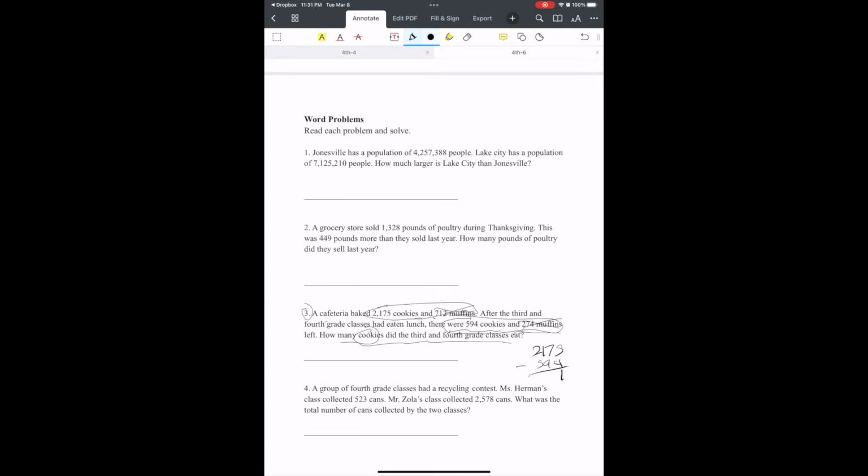594. 5 minus 4 is 1. And then since 7 can't subtract 9, you take the 1 from this side. And so 17 minus 9 is 8. And then, since 0 can't subtract 5, you take a 1 from here. And then 10 minus 5 is 5. Bring down the 1. Your answer is 1,581 cookies.